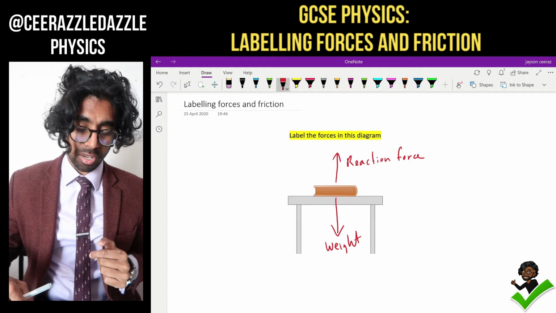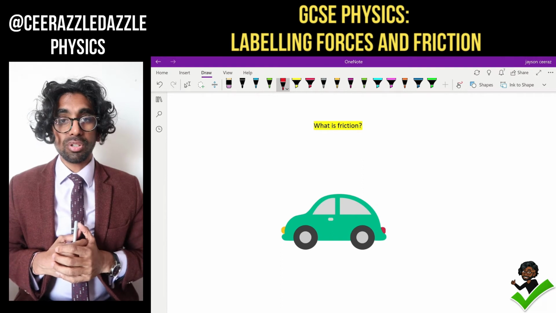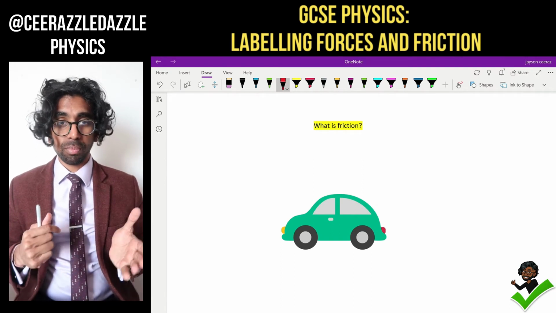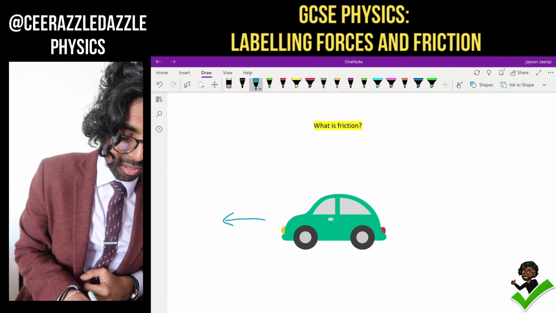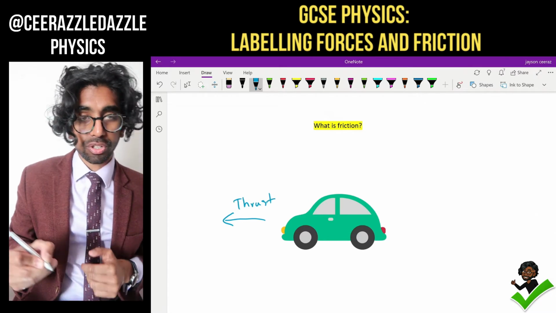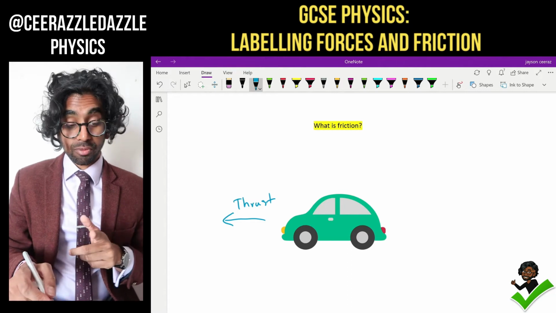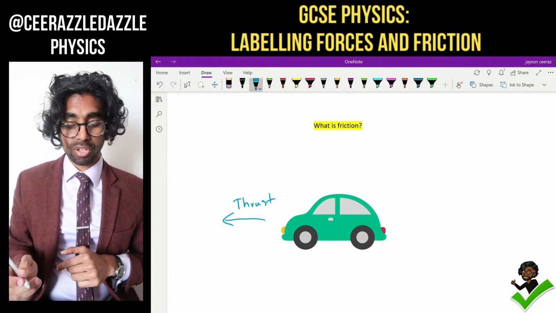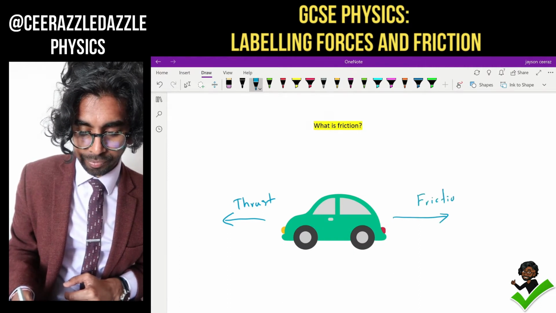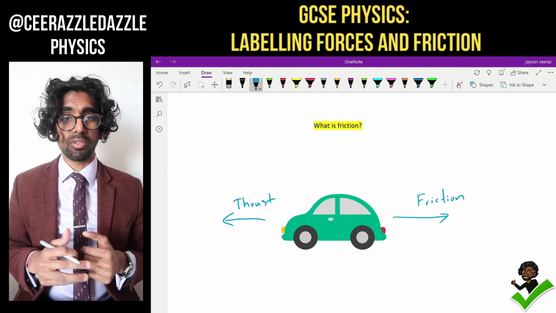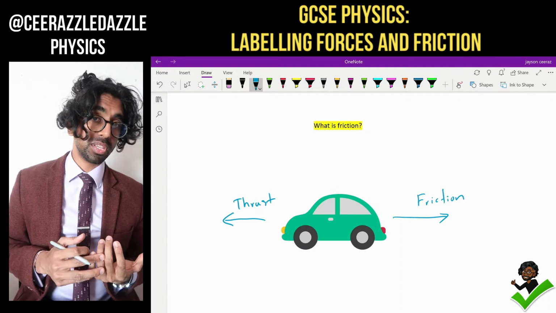Right, let's scroll down for the next diagram. So, what exactly is friction? Friction is the opposition to motion, so it's the force which opposes motion. So let's say in this example we've got this car which is moving to the left. This is the thrust. So it's moving in this direction, so the force is the thrust in that direction. Where is friction going to act? It's going to act in the opposite direction to the motion, so the friction acts in this direction. So this is the friction. So the friction is always in the opposite direction to motion. So if you're moving in one direction, friction acts in the opposite direction.